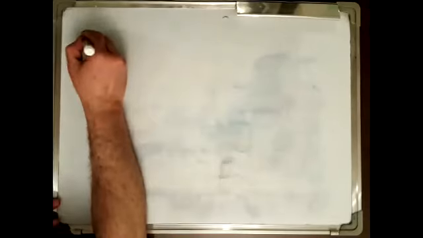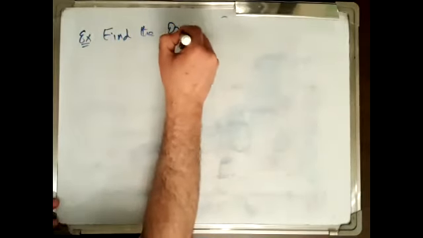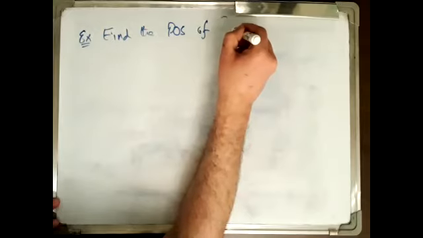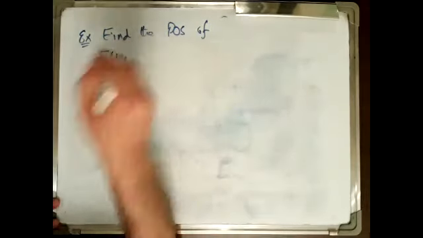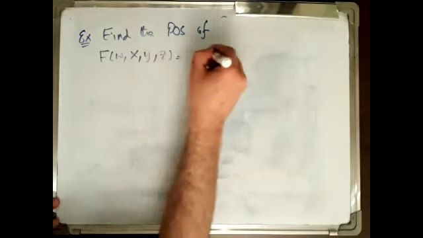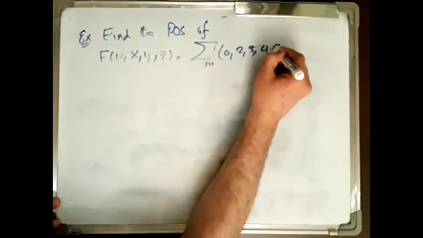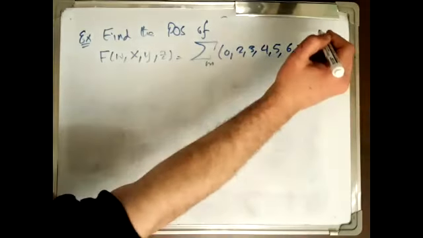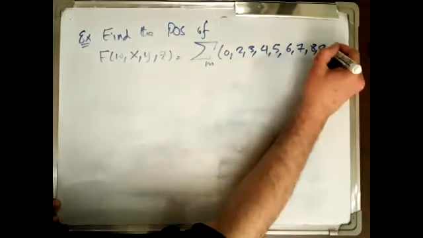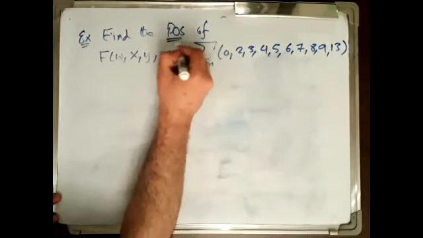Example: find the POS of F of W X Y Z equals the sum of minterms 0, 2, 3, 4, 5, 6, 7, 8, 9, and 13. So we want the POS of F.